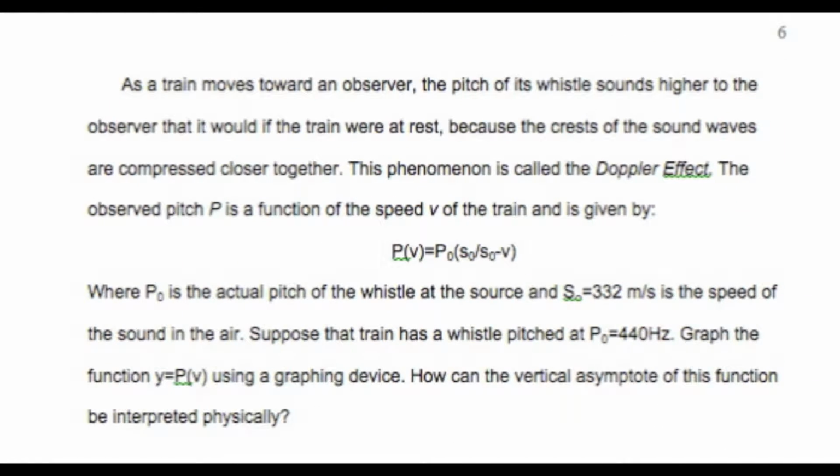As a train moves toward an observer, the pitch of its whistle sounds higher to the observer than it would if the train were at rest. Because the crests of the sound waves are compressed closer together, this phenomenon is called the Doppler effect.